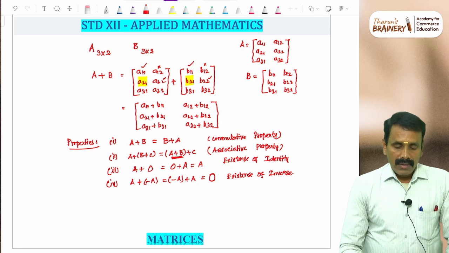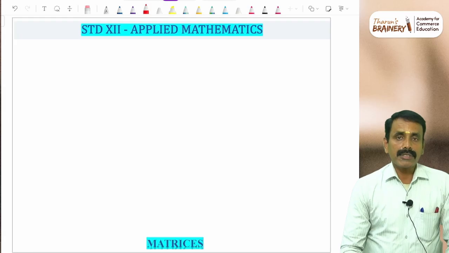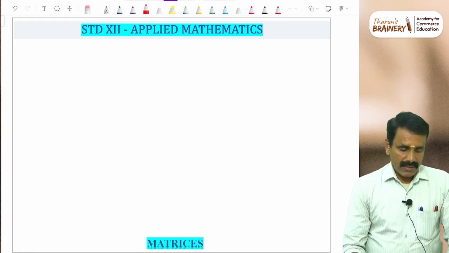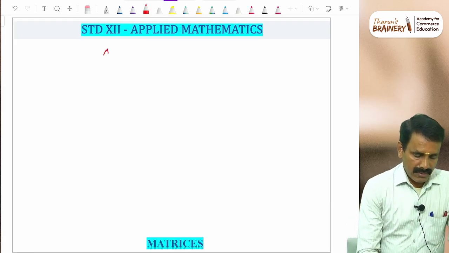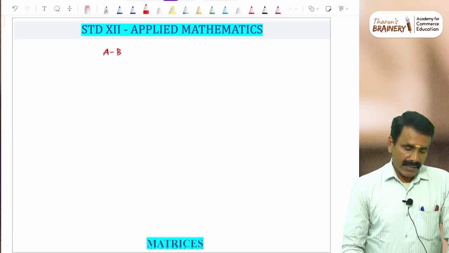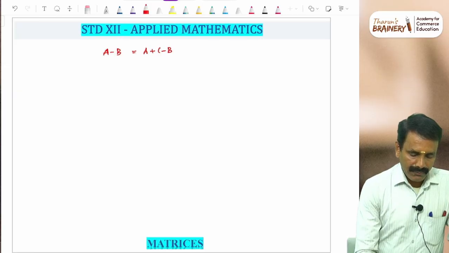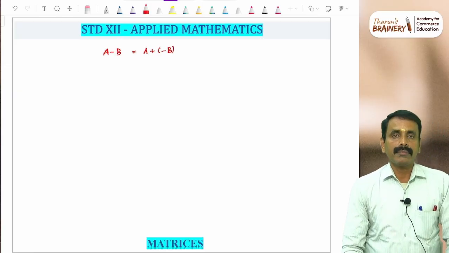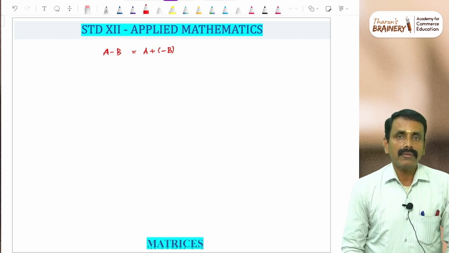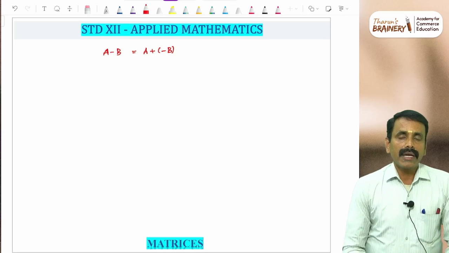Now, can we subtract two matrices? Is it possible to subtract two matrices? A minus B, is it possible or not? Can we subtract the matrix B from A? Yes, we can. For that, we must understand the concept: A is added with the negative matrix of B. So, this is the meaning.